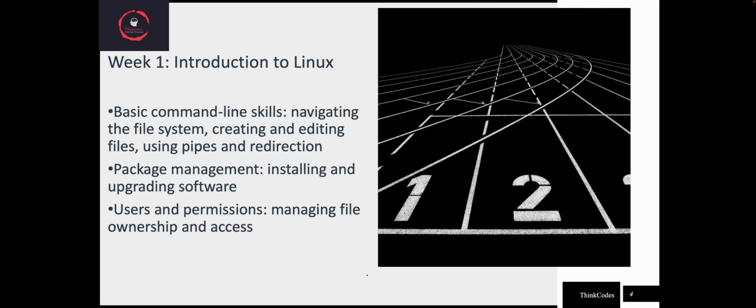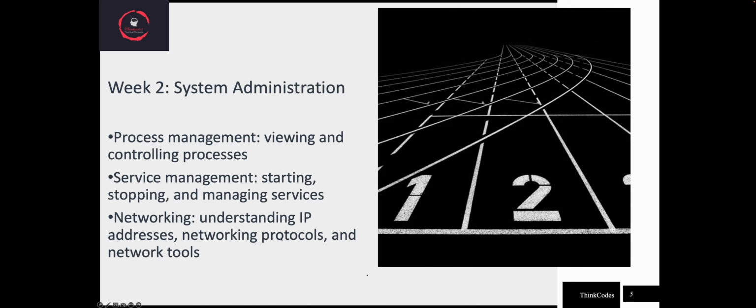The next slide shows what we are going to cover in detail. In the introduction to Linux, we are going to cover basic command line skills. This course is basically for a newbie or a person who doesn't know what Linux is. We'll see package management, how to install and remove packages, and how to upgrade them. We'll see users and permissions, like managing file ownership and access.